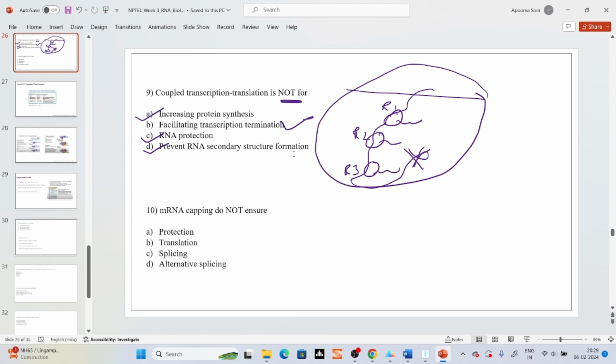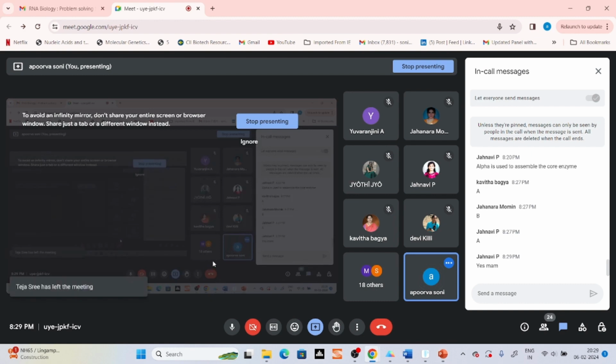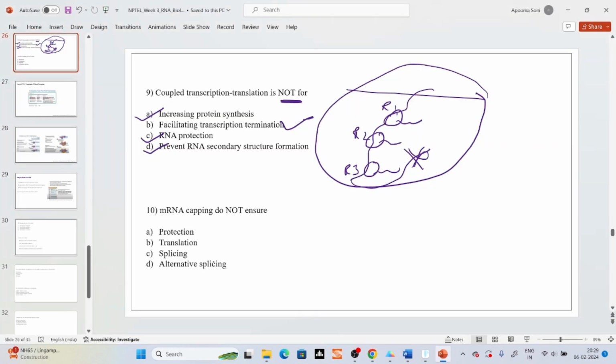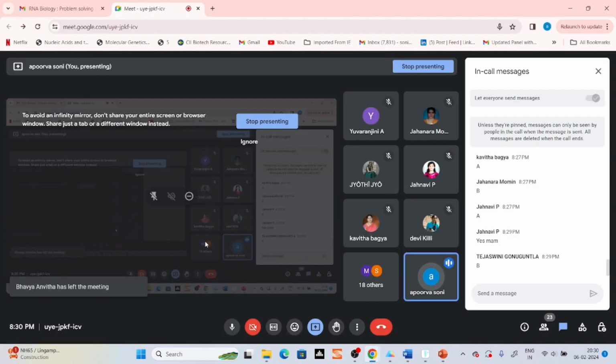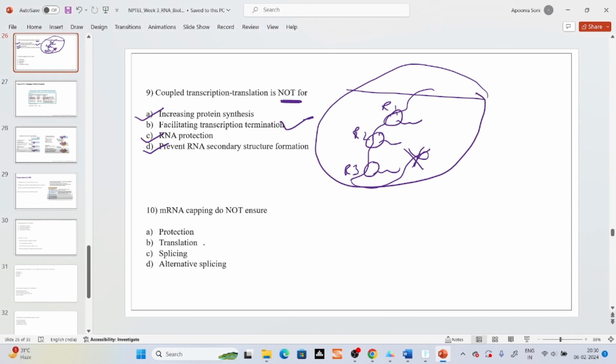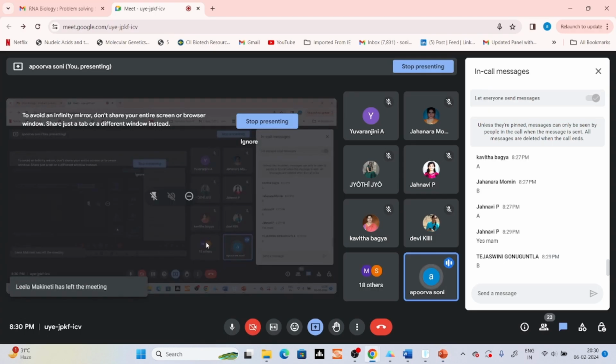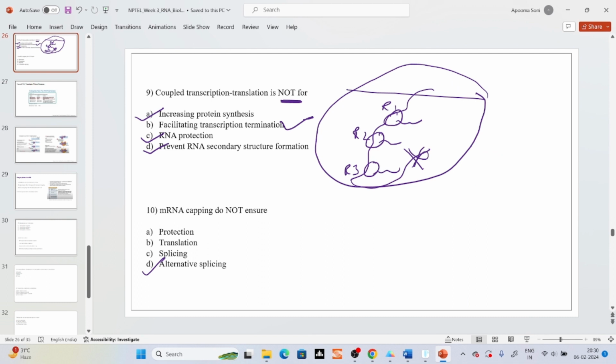Okay, now next question is, mRNA capping does not ensure protection, translation, splicing, alternative splicing. What is the correct answer? mRNA capping does not ensure. Tell me. Tejaswini is saying B. Any other options? So the correct answer is D, alternate splicing.